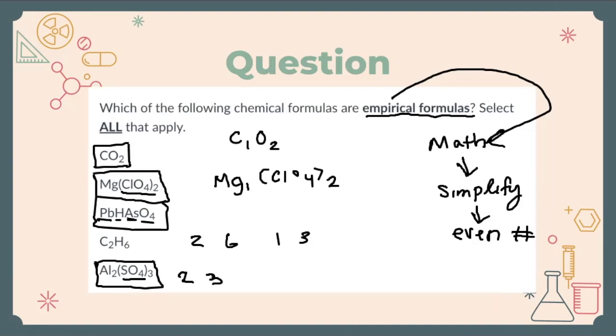This is another common question on an exam. So again, understand what empirical format means. If you can take the numbers and divide them to make them simpler, then you know that it's not an empirical formula. You're going to have questions like this, but then you're also going to have questions where it shows you a formula that's not in empirical format.